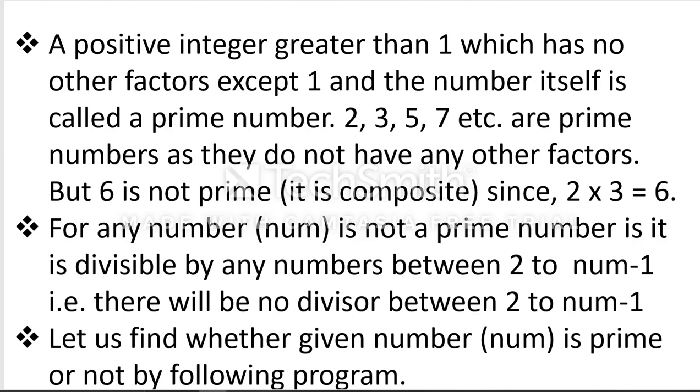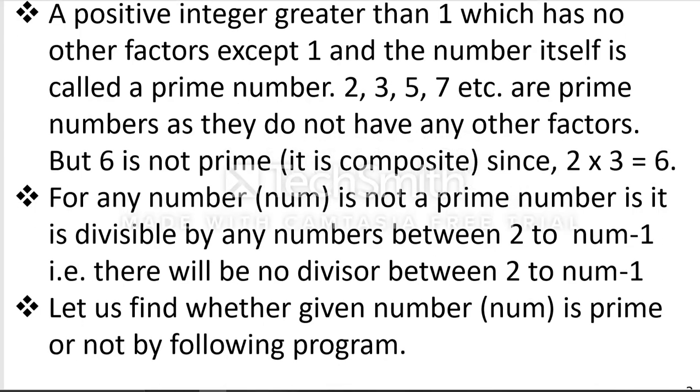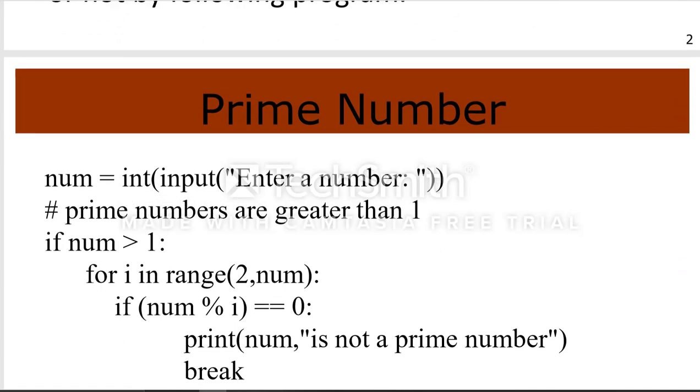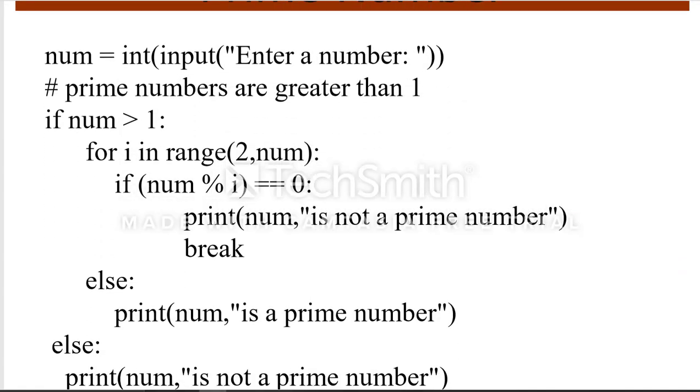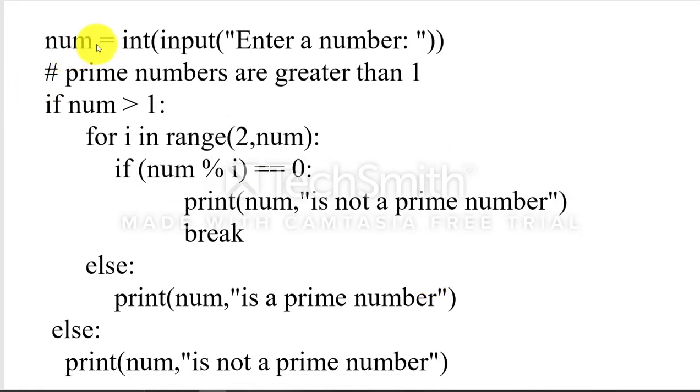First let us discuss whether the given number is a prime number or not. This problem can be solved by this particular program. In this program we can enter the number num using int input, enter a number, and check whether it is a prime number or not. As we know, prime numbers are always greater than 1, starting from 2, and 2 is a prime number. So you have to enter a value greater than 1.